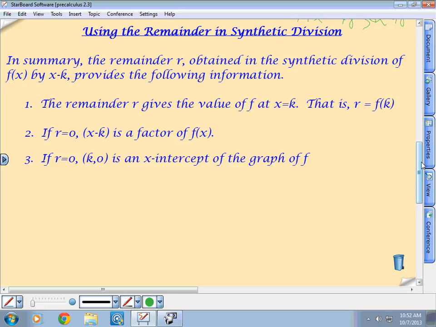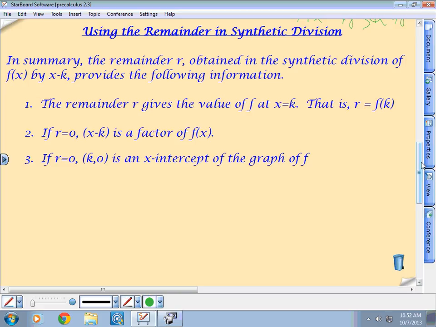Number 2, if r is 0, then you know that x minus k is a factor of f of x. So any place where it's going to give you a remainder of 0, that's going to be a factor of your original polynomial. And then, what we just discussed, if r equals 0, the point k, 0 is an x-intercept of the graph of f. Okay? So those are the three things that you find out from using those remainders.